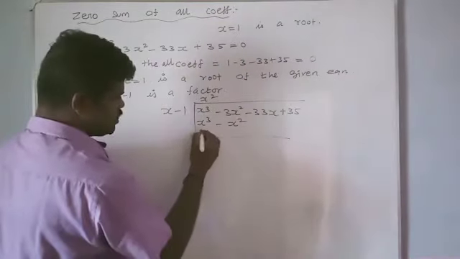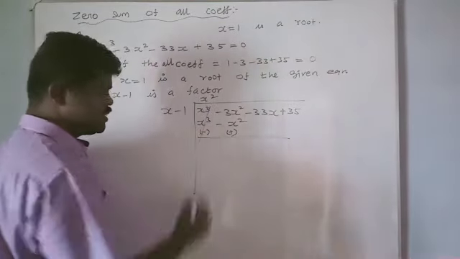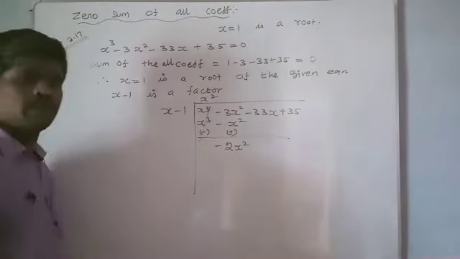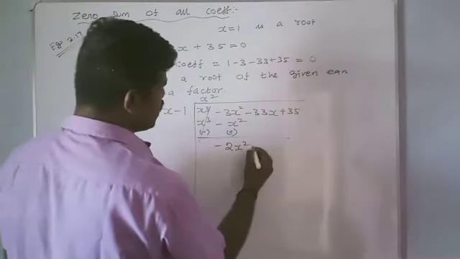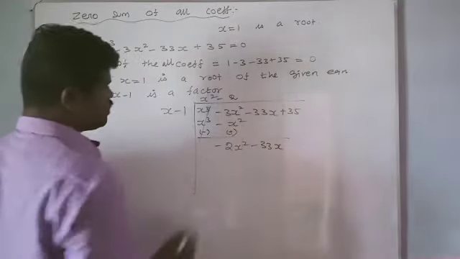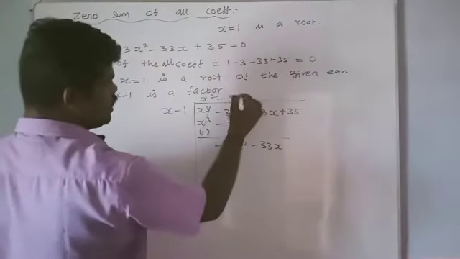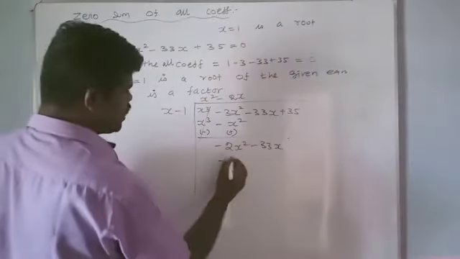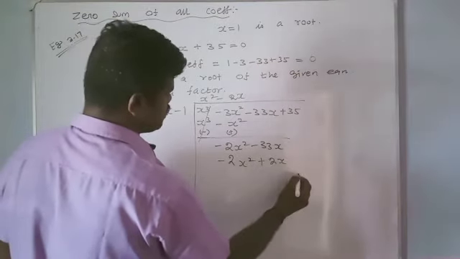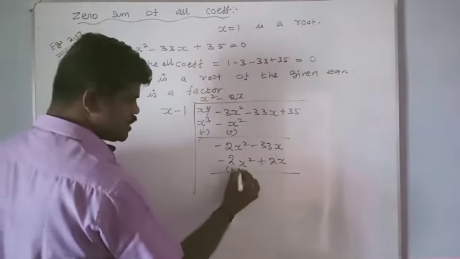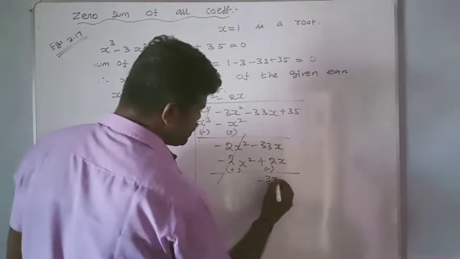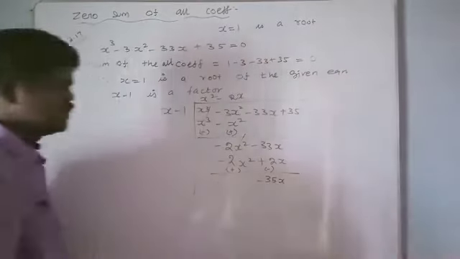Subtract this term. This is minus, this is plus. Cancel this one. What is the value? Minus 2x squared. Subtract this one: minus 2x squared and minus 33x. Then minus 2x into x minus 1 gives minus 2x squared and minus into minus plus 2x. Cancel this term, this is plus and this is minus. Totally cancel. And this term must be minus 35x.